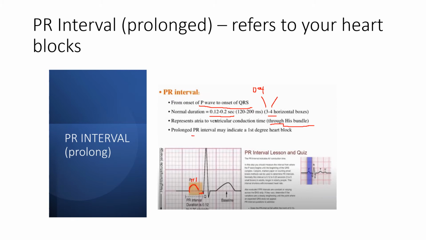However, if you have a prolonged PR interval, it may indicate a heart block. That means anything that is longer than 0.2 is going to be equal to a possible heart block. All right, and you can see the deflection here on this wave.